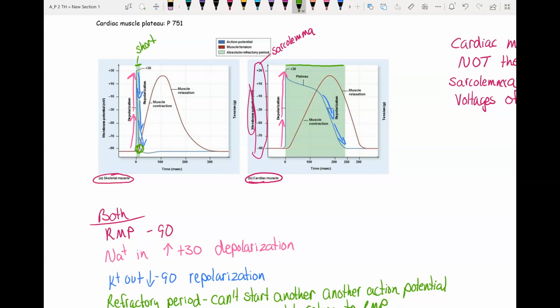In the heart, you have a very long refractory period. Sodium comes in, you depolarize to positive 30. Notice there's this plateau. Then you repolarize back down to negative 90, and once the voltage, right here, returns to negative 90, notice the refractory ends. So first we'll look at what causes the longer refractory period and then why that is important.